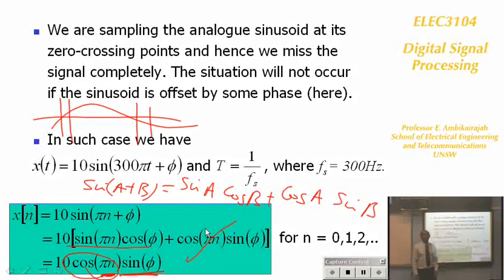It never happens in real time, because you will never be sampling a pure sine waveform. Any signal has not a single sine but many sine waveforms. So you can sample at any instant, you will never sample at 0. So I don't think it's a major issue.